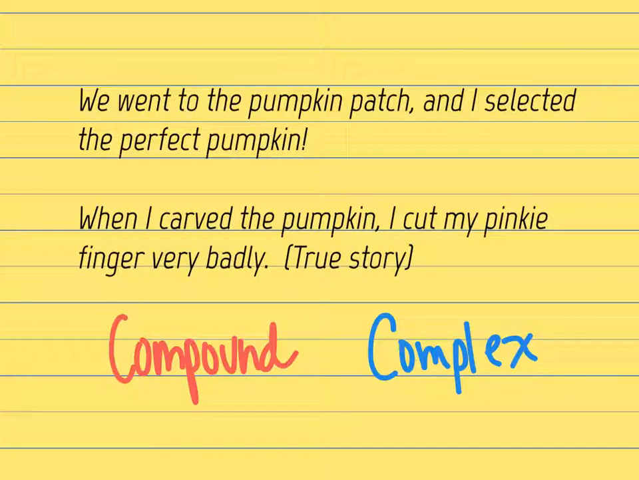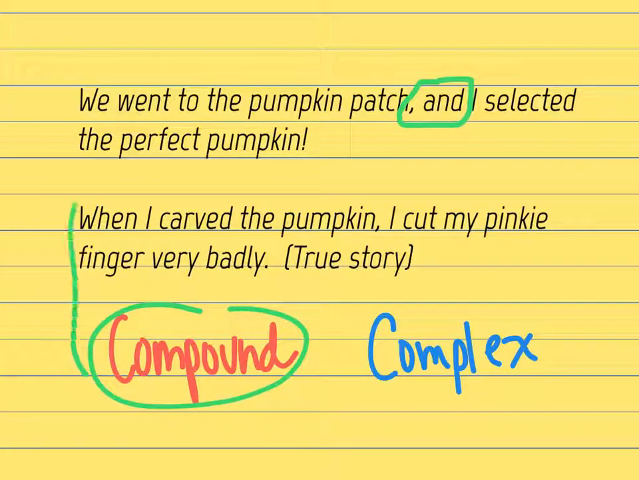We have two independent clauses. We went to the pumpkin patch, comma, and a coordinating conjunction. I selected the perfect pumpkin. That makes this a compound sentence.